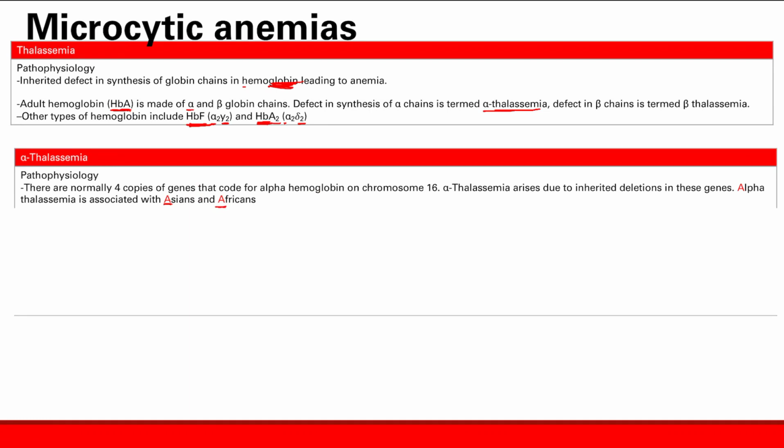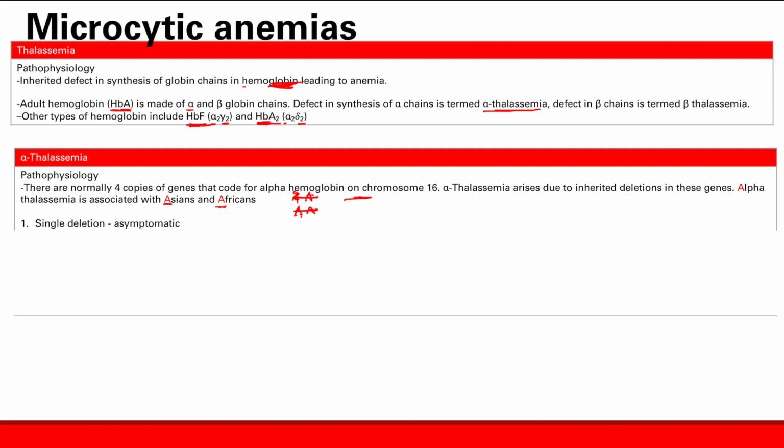Now, if you get one single deletion, I want to just draw this out. You have 2 chromosomes, and you have 4 genes. If you lose one of these genes, it's a single deletion. This is asymptomatic. You have enough genes making the alpha globin chain that you're going to be making enough red blood cells. You're going to be asymptomatic.